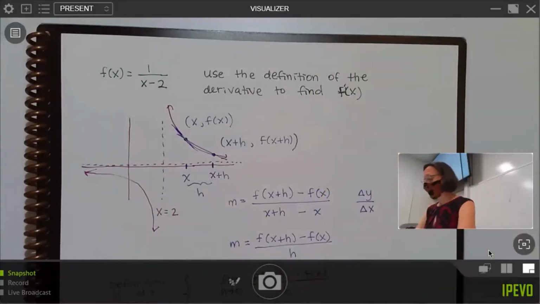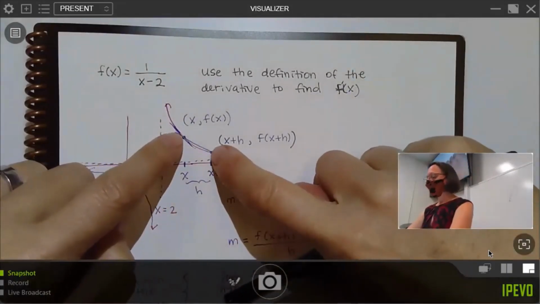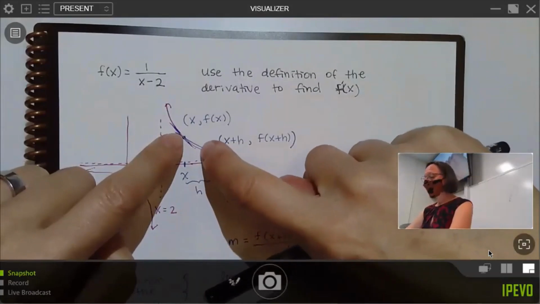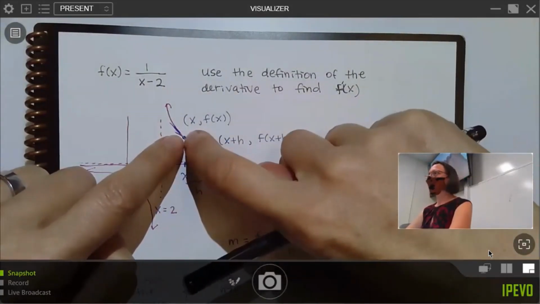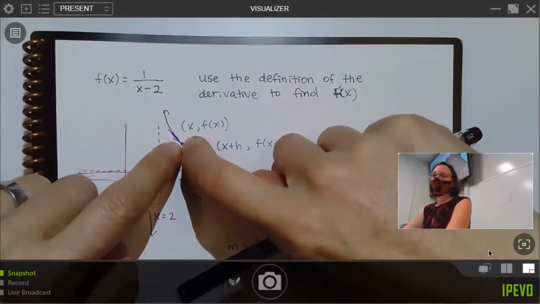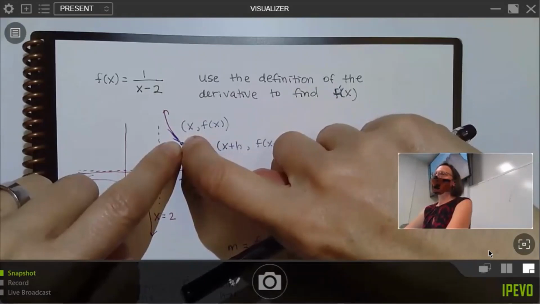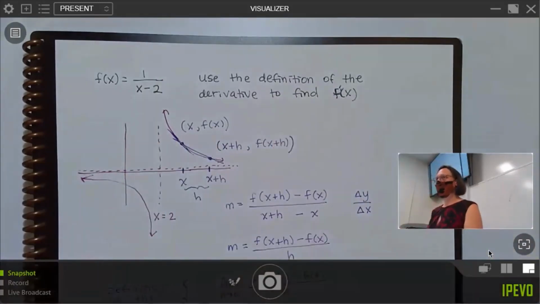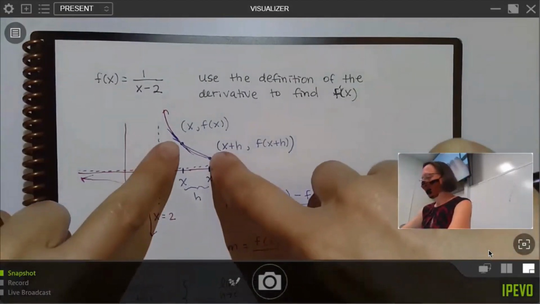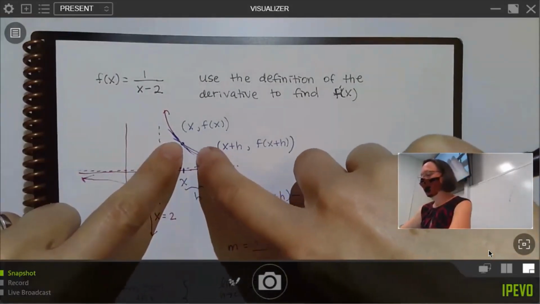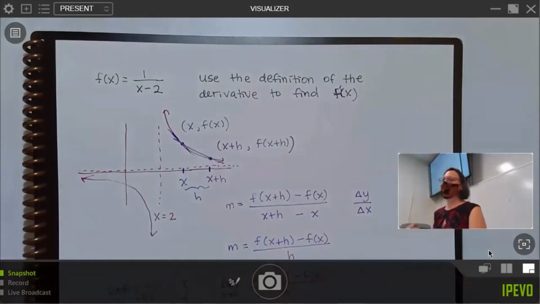So h in this context is the distance between my 2 points. Squeezing these 2 points together until they're touching each other means that when they touch, the h value is equal to 0. So the whole idea of the limit is that we're algebraically doing the work that would squeeze these 2 points together until the distance between them was 0.